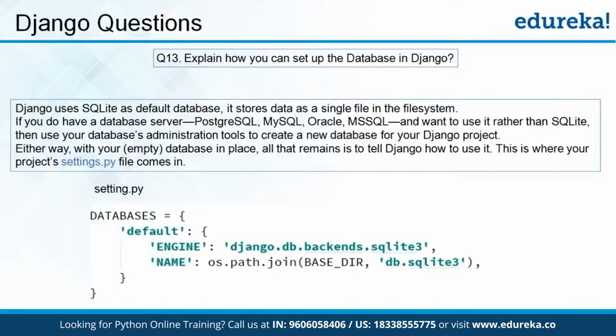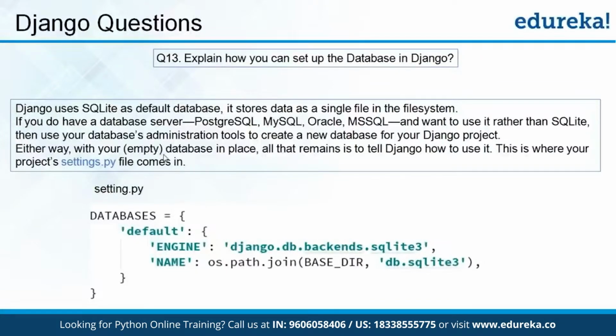Okay, so now explain how you can set up a database in Django. So we'll go with a default database, which is SQLite, which stores data as a single file in the file system. So you can also have databases like Postgre, MySQL, Oracle, MS SQL, other than SQLite. But then you need to use your administrative tools to create a new database. You know, for example, you might have to use something like SQLAlchemy or something like that, okay, to create your database as such for your project.